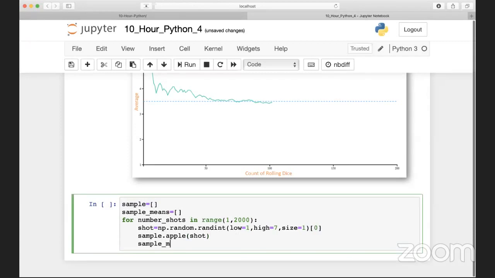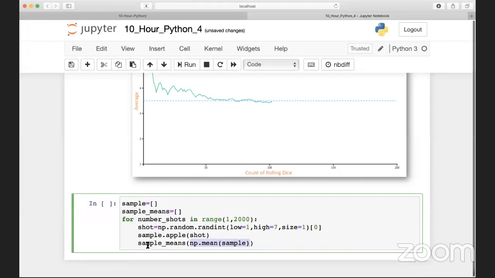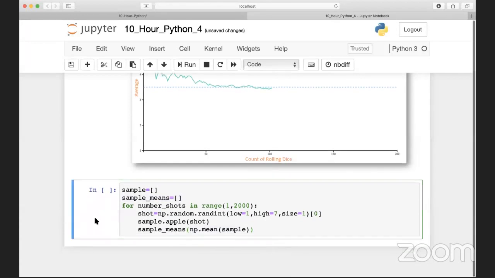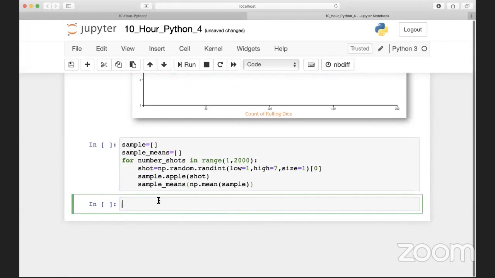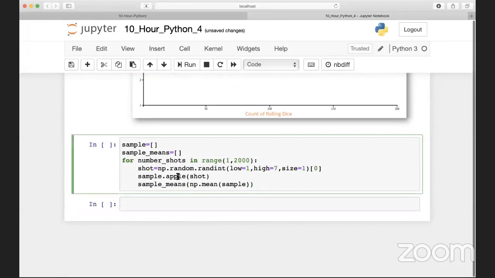Sample underscore means inside the parentheses np.mean(sample). So here I calculate the mean of the samples and I store it inside sample_means, which is another list I defined before the for loop again. All right, I need another cell to calculate the results.